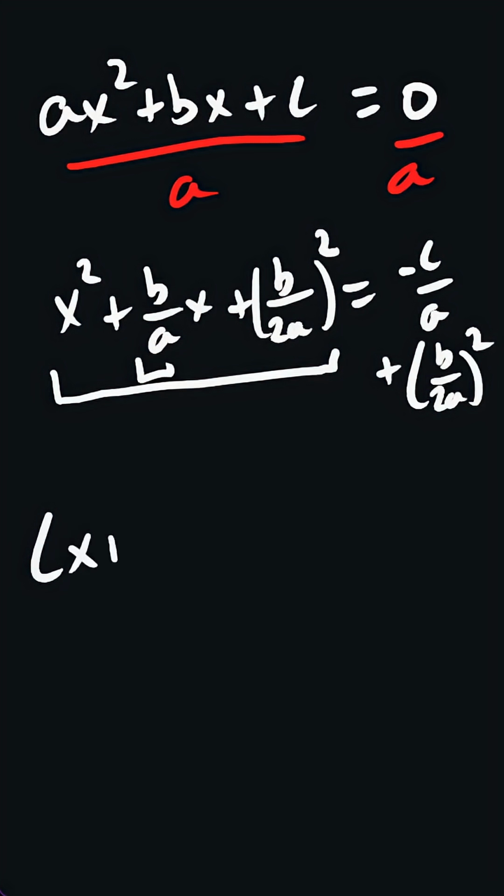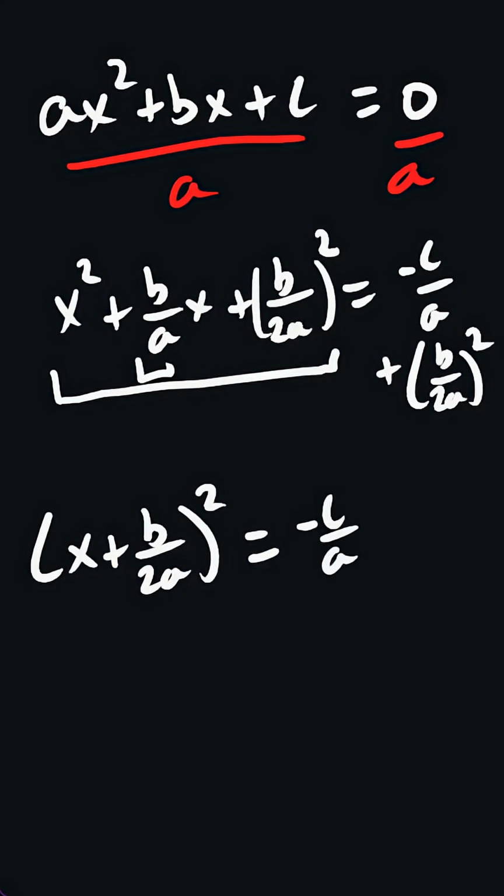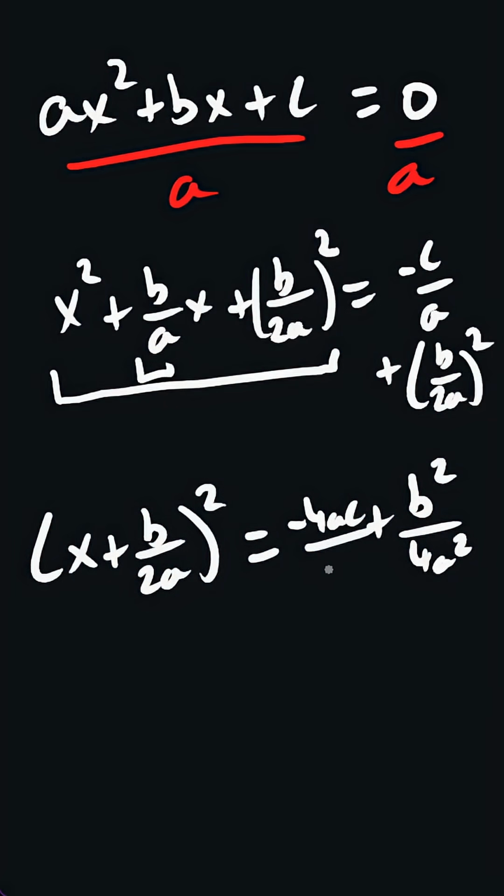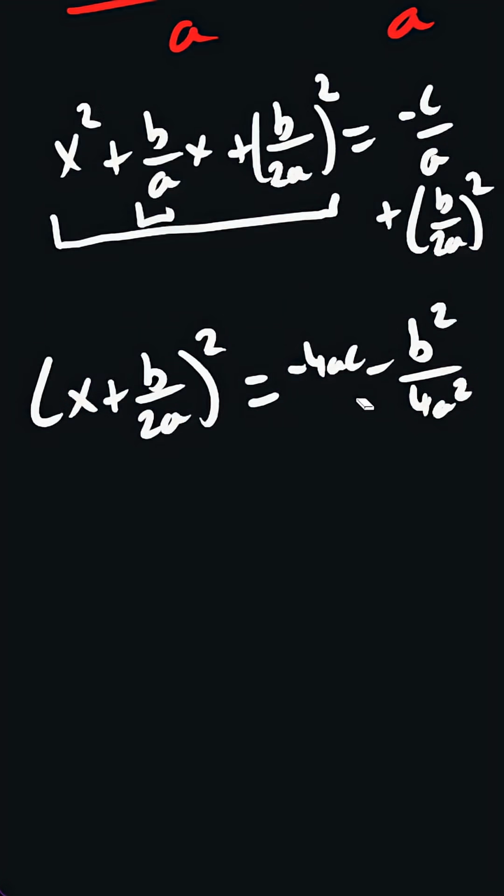So this becomes x plus b over 2a squared equals, on the right side, negative c over a plus b over 2a squared. If we square the numerator and denominator, it's b squared over 4a squared. To have a common denominator, we can rewrite negative c over a as negative 4ac over 4a squared. Since they both have the same denominator, we can combine them: negative 4ac plus b squared over 4a squared.